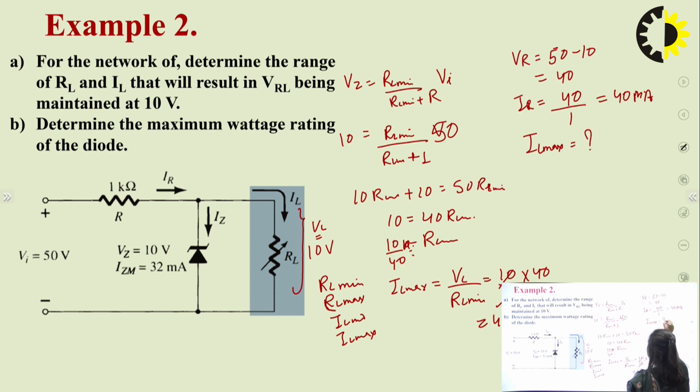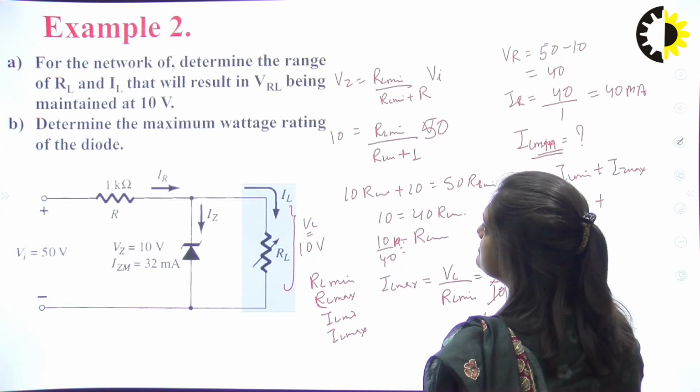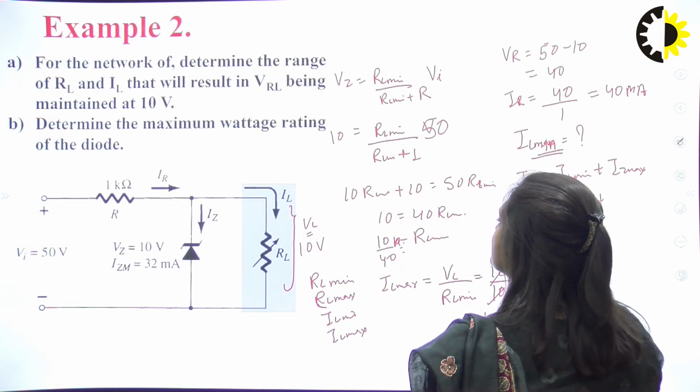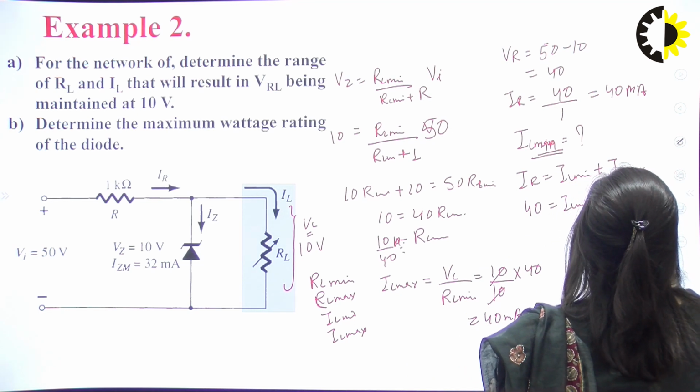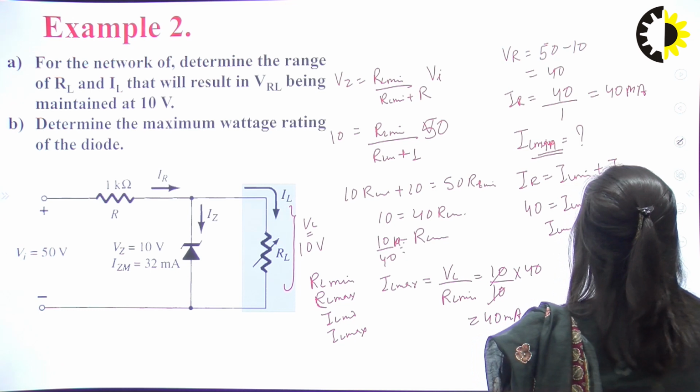So IL max is there. We have to find the value of IL minimum. The IL minimum formula is IR is equal to IL minimum plus IZ max. So IR is our 40, IL minimum we have to find, and IZ max is given 32 milliampere. So IL minimum would be equal to 8 milliampere.